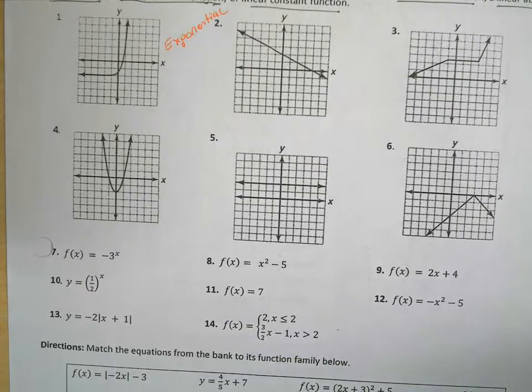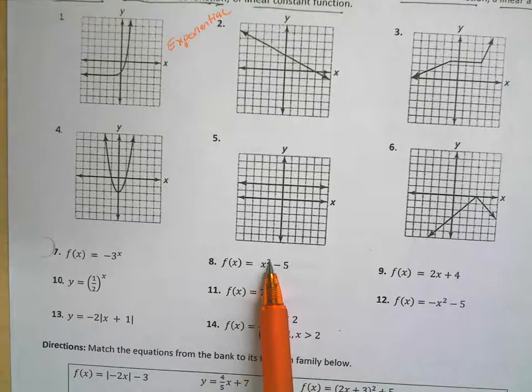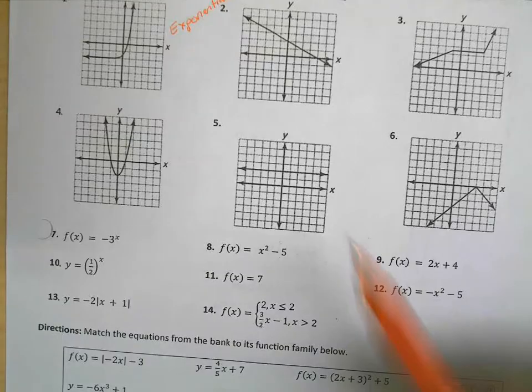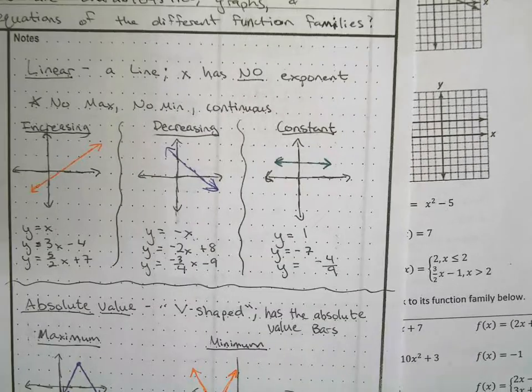Now when you get to the equations, we're going to be doing the same idea. I'm just looking through my notes and trying to find an equation that matches. Not exactly, but very similar. So say I'm looking at number 8, f of x equals x to the second power minus 5. So I'm looking for something that looks similar to this: x to the second power minus 5.